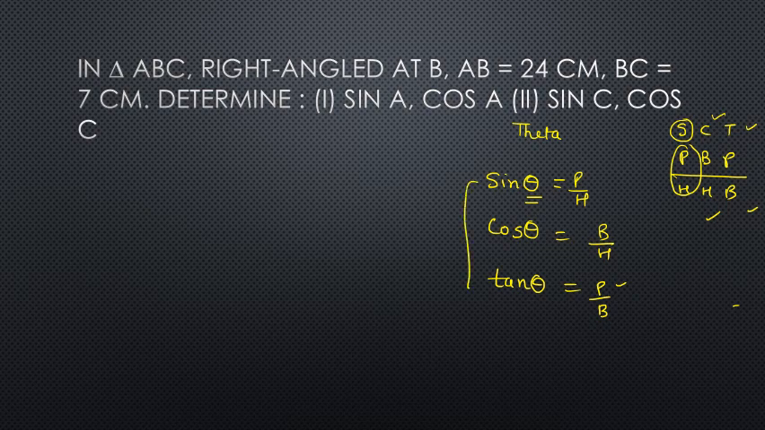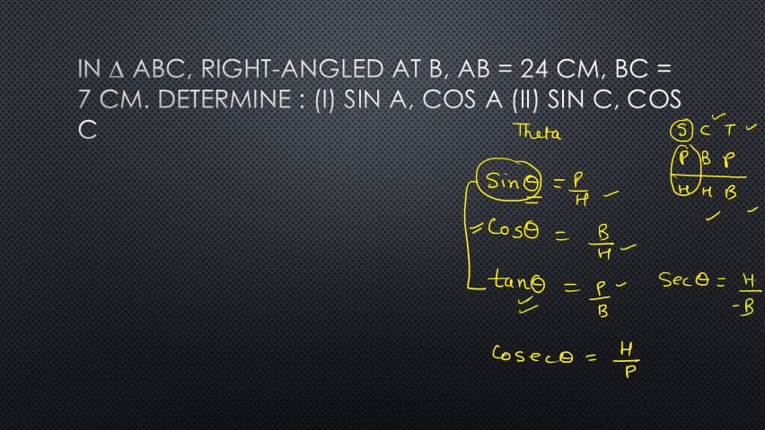Now, apart from these three trigonometric ratios, we have other ratios also. The inverse, or reciprocal, of sine is cosec, so it will become hypotenuse upon perpendicular. Then the opposite of cos is sec theta, so it will become hypotenuse upon base. Then the opposite of tan is cot theta. This will be base upon perpendicular, right? Now let's begin this discussion.